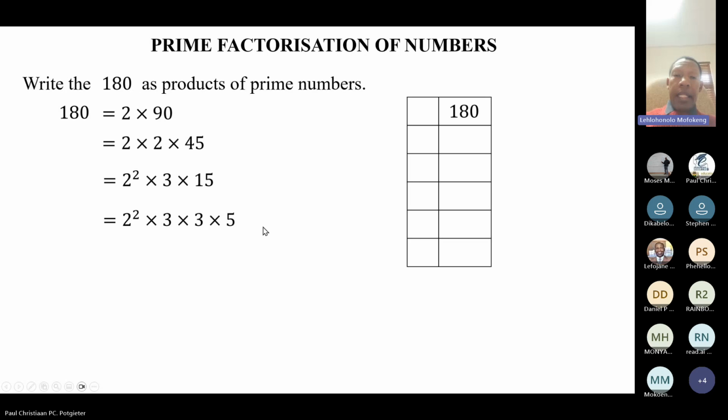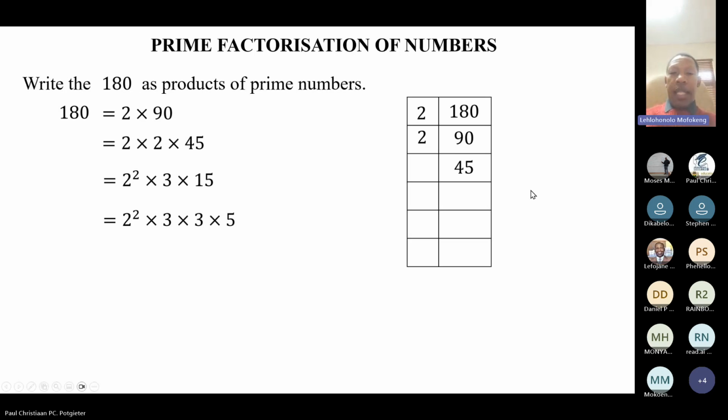And then this is another method of actually finding the prime factorization of 180. As we can see there, we have 180. We have to look for the first prime factor. We divide 180 by 2, we get 90. We have to look for the prime factor that will divide into 90 again. And that prime number is 2.